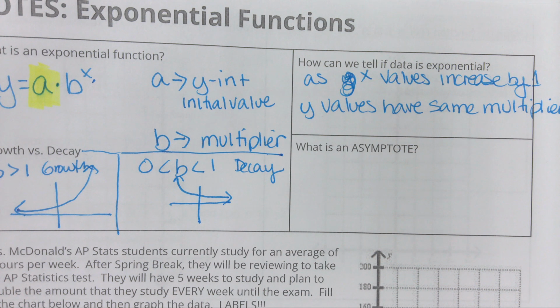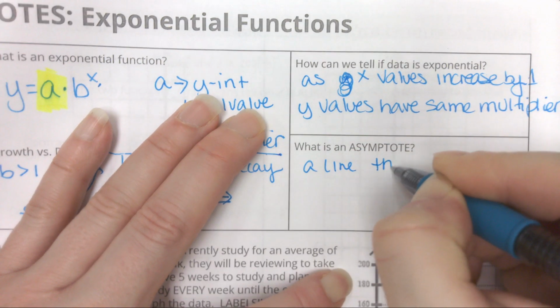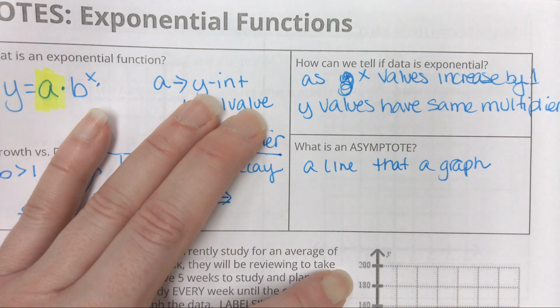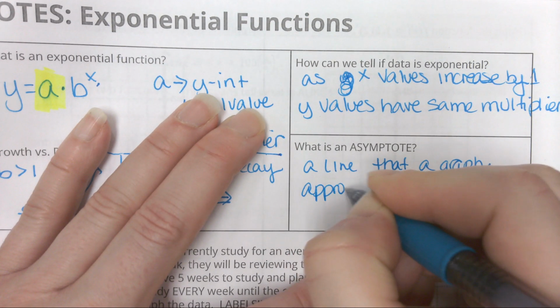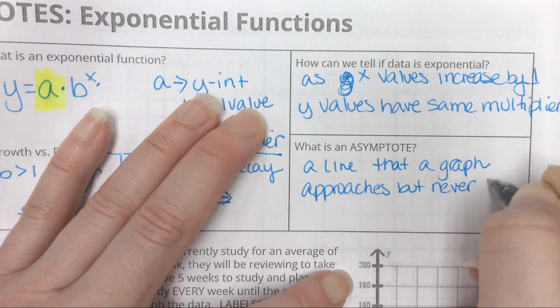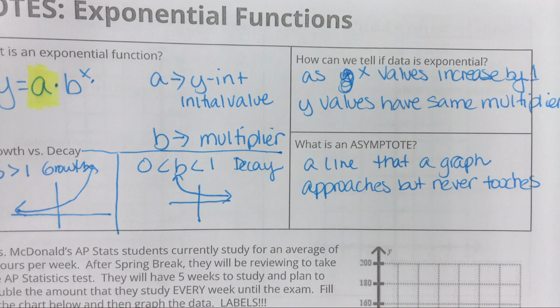Now, where is this coming from? What is an asymptote? What is that word? Asymptote. It's kind of weird to say. The asymptote is a line that a graph approaches but never touches.